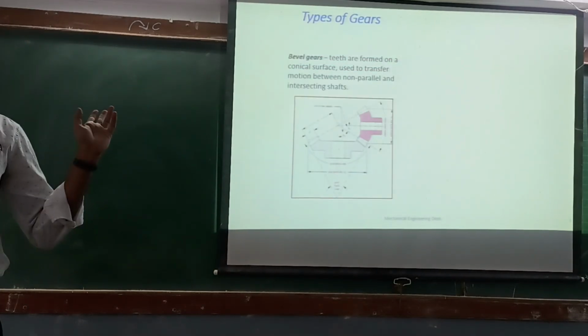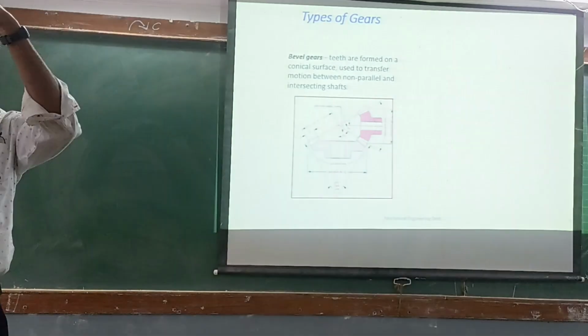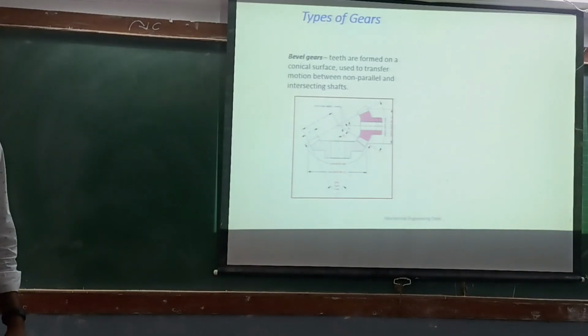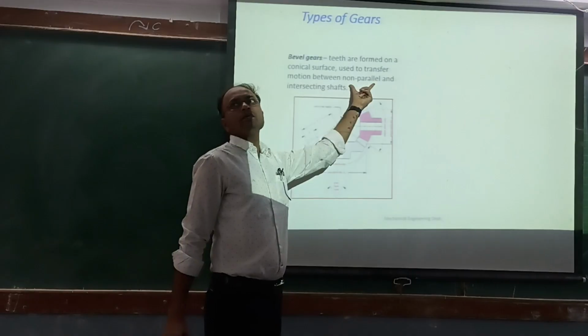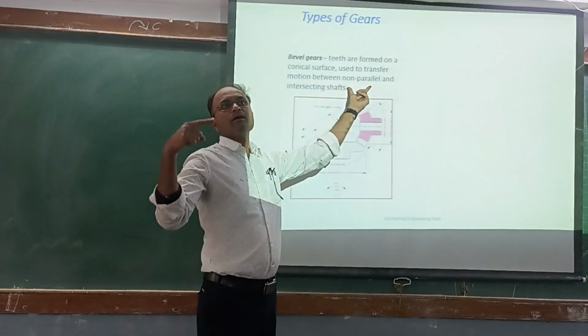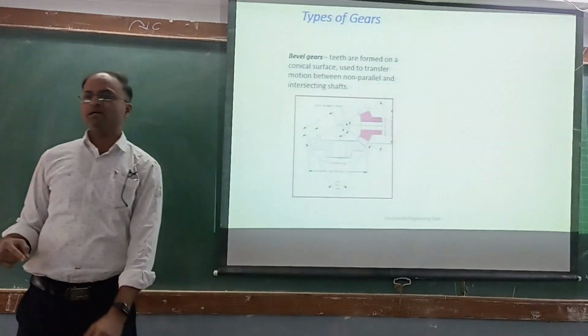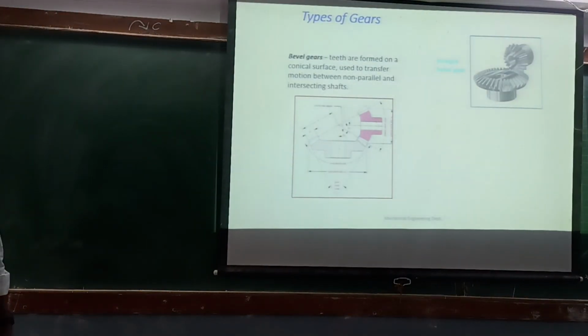Bevel gears, as just seen, are cut on the surface of the cone and used for perpendicular shafts. You can see here it is non-parallel, but mostly bevel gears are used for perpendicular and intersecting shafts, as shown in the picture.